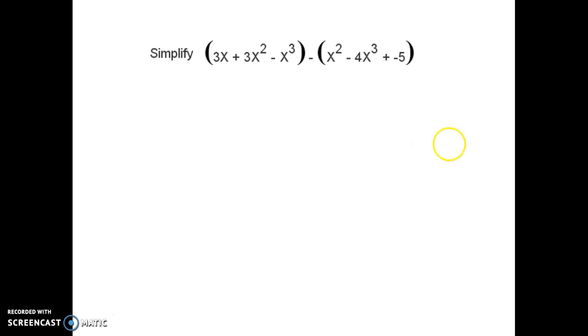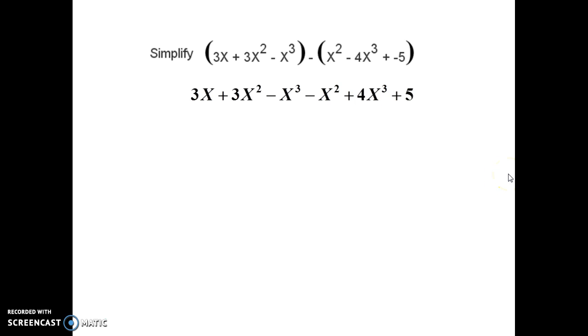Let's take a look at another example. 3x plus 3x squared minus x cubed minus x squared minus 4x cubed plus negative 5. We will bring down the first set of parentheses and distribute the negative through the second set of parentheses. So this gives us minus x squared plus 4x cubed and plus 5.